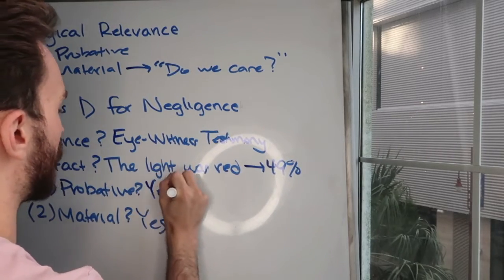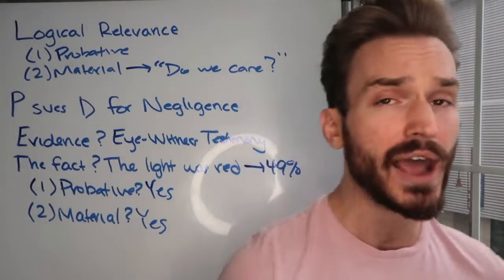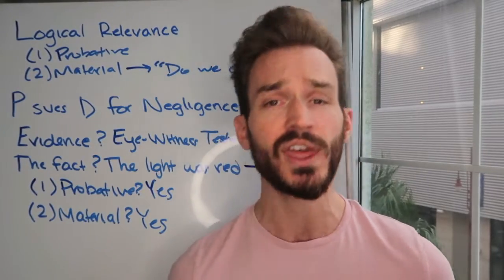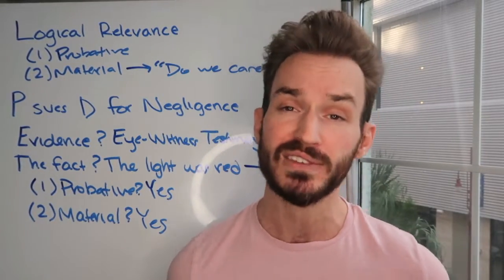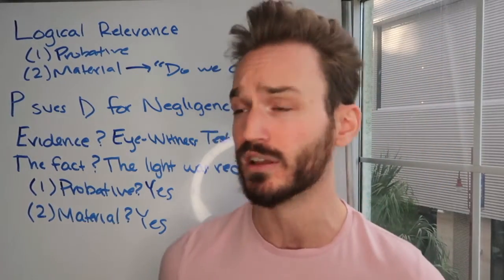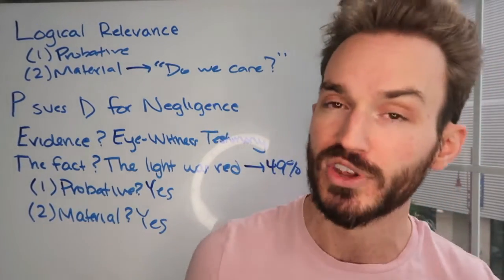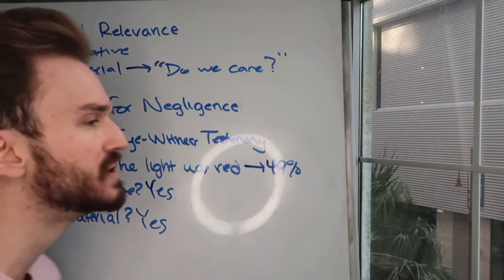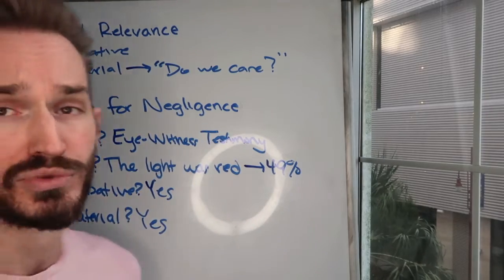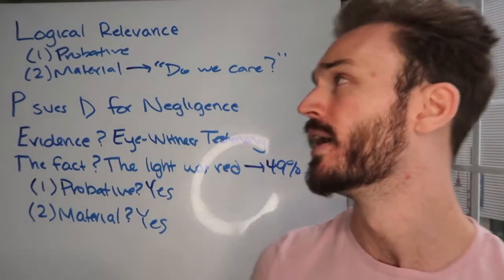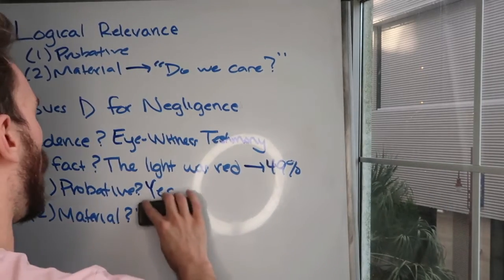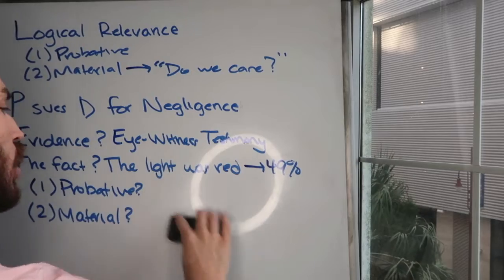We don't care who it hurts or who it helps, right? It makes the fact that the light was red less probable. He's 49% sure. That's less than 50%. That makes it not a coin flip. He's saying, I'm more sure than I'm not that the light was not red. He's 49% sure, so that has probative value. Again, it's material, of course, so that would be admitted. This is a fact, whether the light was red, of consequence in determining the outcome of the action. So we say it's material, it's probative, that is logically relevant. Okay? So that is pretty much all the variations that you could see of probative value.